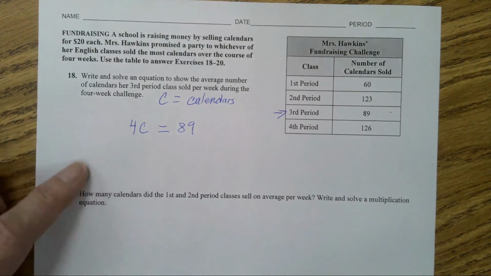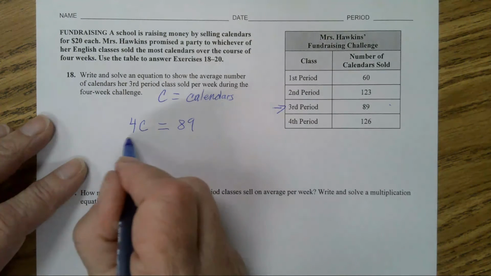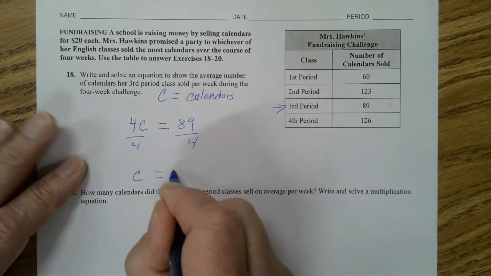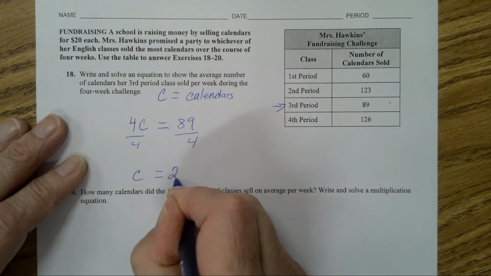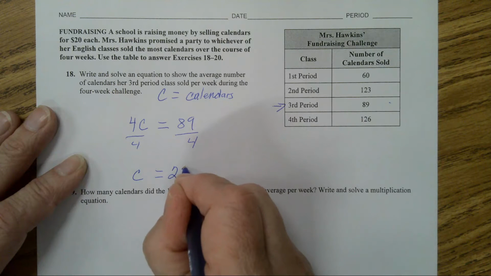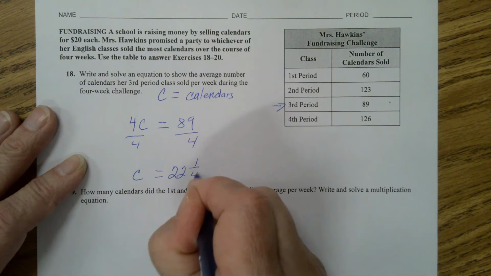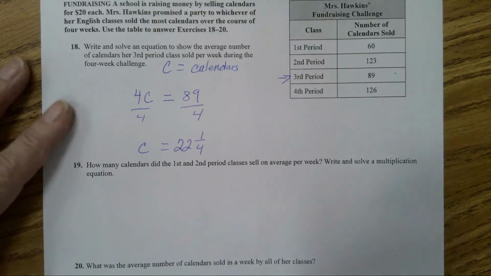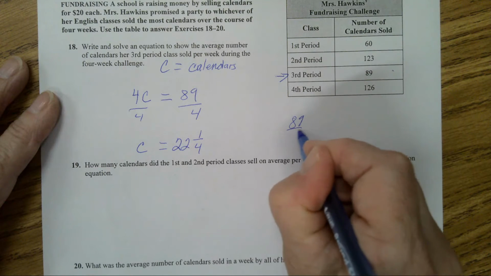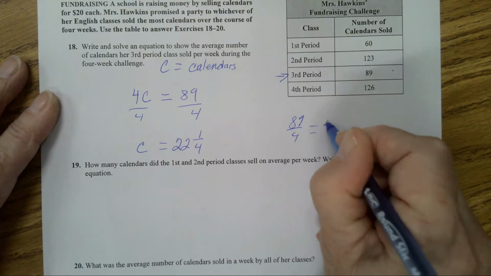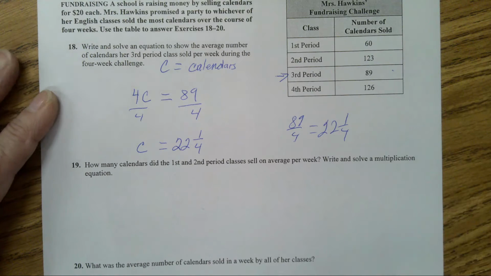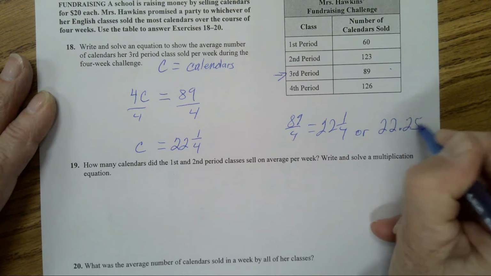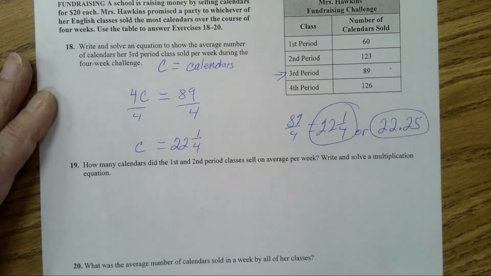So that's my equation. Divide by 4, and her third period class sold 22 and a fourth calendars. Okay, we had a remainder. 89 over 4 equals, how many 4s are in 89? 22, and there's 1 left over. So I could write it like that, or you could say 22.25. Both answers would be correct, okay, kids?